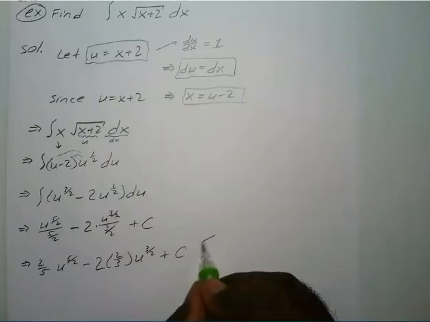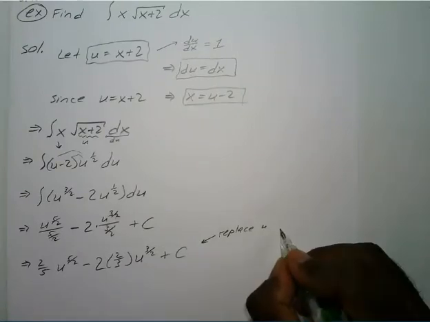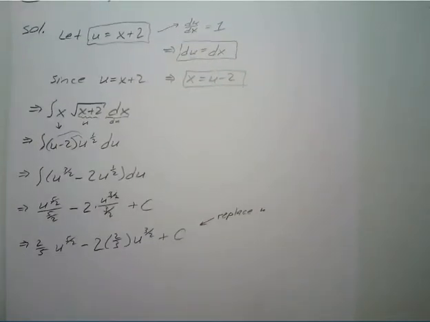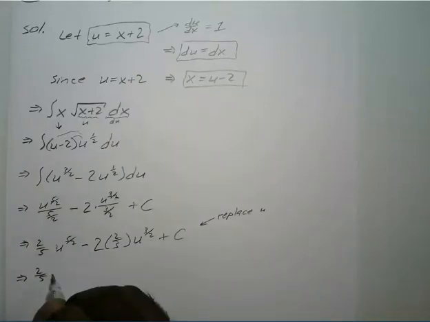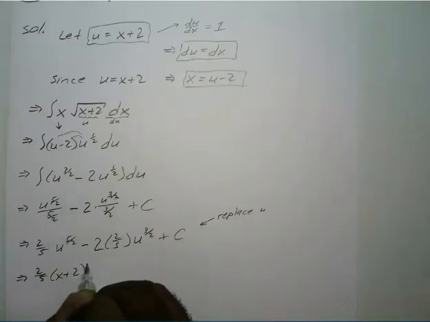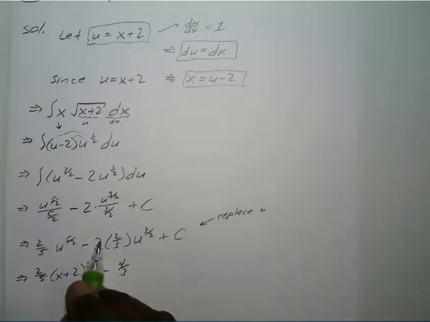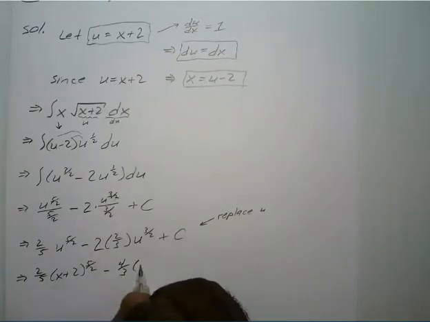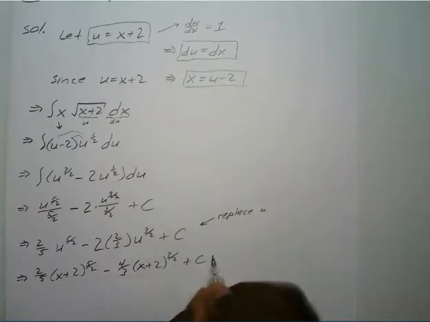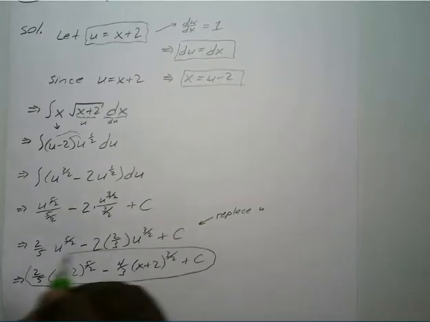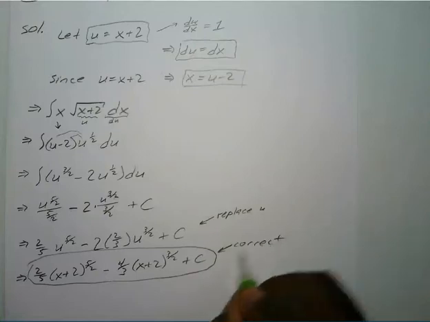All right, so once again, we replace u. So that means we will end up with 2 fifths times x plus 2 to the 5 halves, minus 4 over 3, 2 times 2 is 4 over 3, times x plus 2 to the 3 halves plus C. And that is your correct answer.